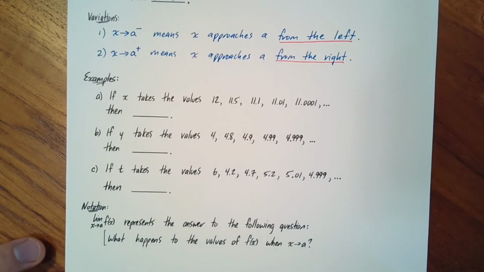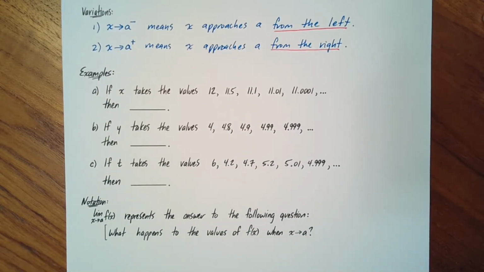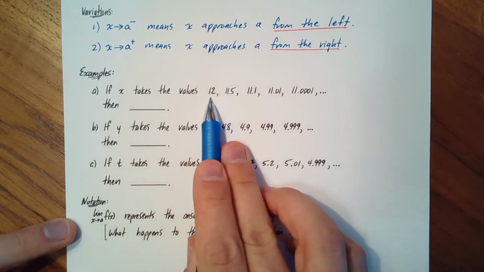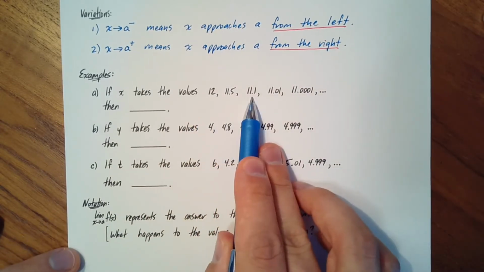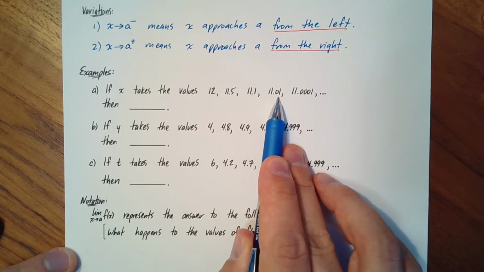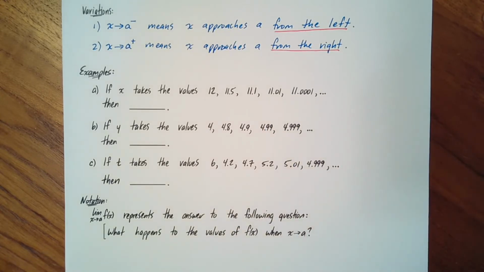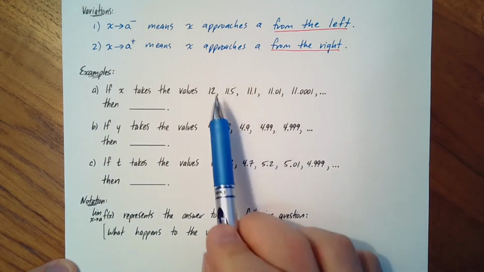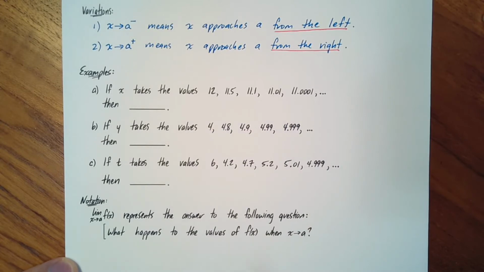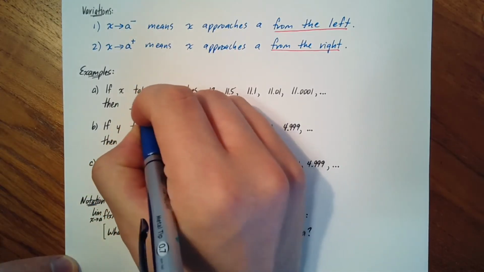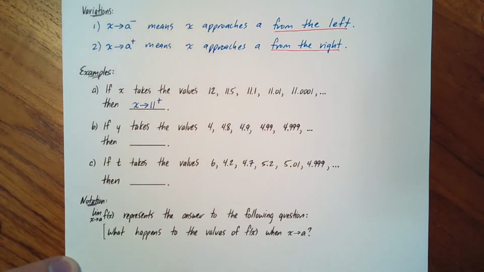Okay, so a few more examples on how we might use these variations, and this is a perfect opportunity to point out the fact that you don't just work with the variable x here. You can work with any variable you like. So the first example here is we've got a variable x, and it's taking the following values. You got 12, 11.5, 11.1, 11.01, getting close to 11 here, 11.0001. That's really close to 11. If it keeps on going in this pattern, then it's going to keep getting closer and closer to 11. And notice that all these values are greater than 11, right? So this is when we might write that x approaches 11 from the right.